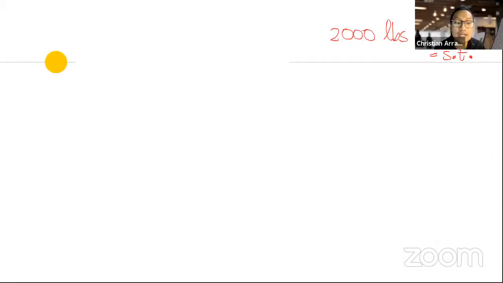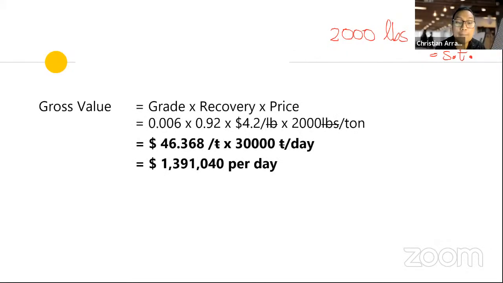So may nakakakuha na ng gross value. The gross value is $1.3 million. 1.4, almost $1.39 million per day. So ganyang kalaki ang kinikita ng isang minahan sa isang araw. Copper mine ito. Imagine, hindi lang naman copper ang madalas, kung may copper, meron ding gold yan. So iba pa yung calculations nun. So imagine how much money a mine would get in a day.